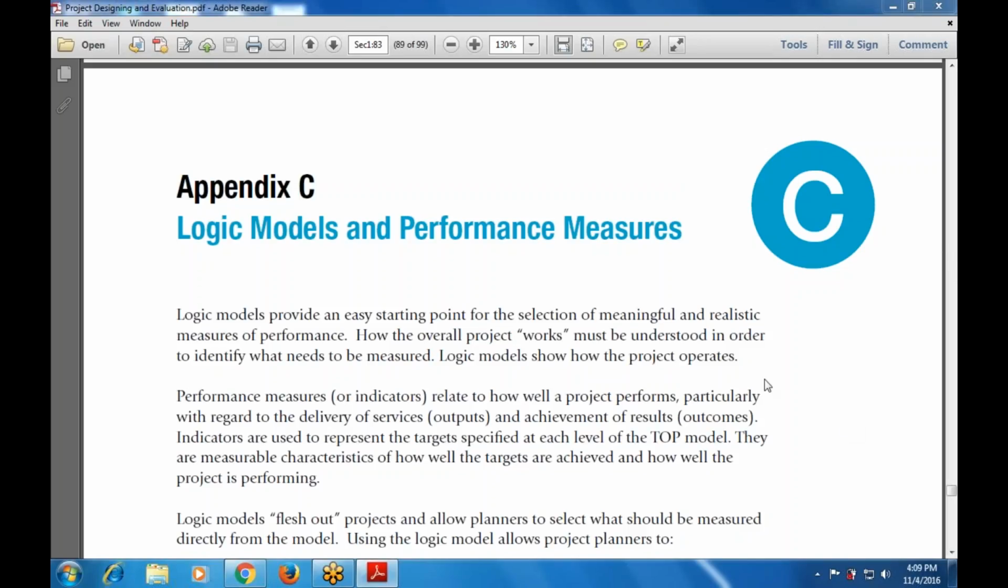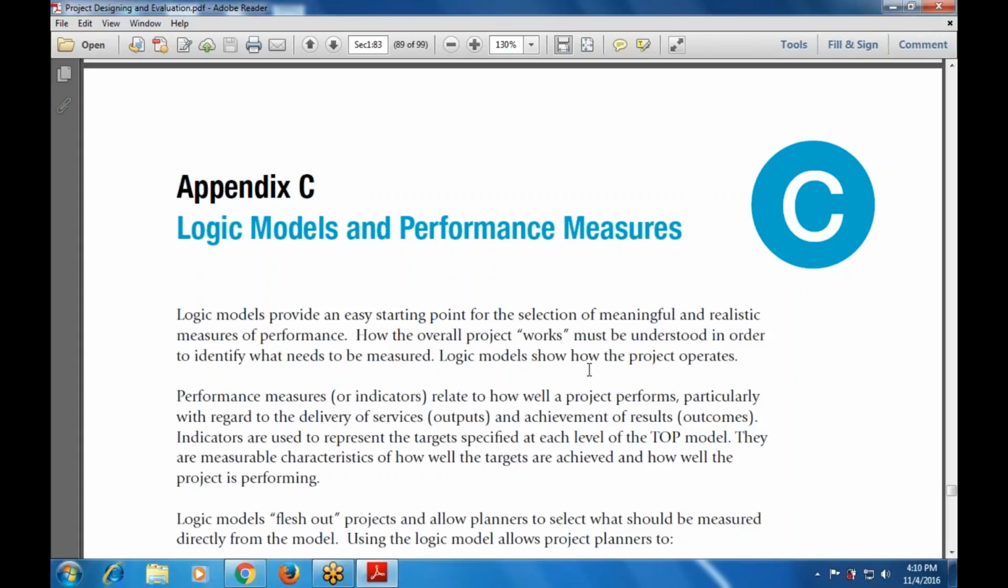That is how it works and how it performs, which we covered in Appendix C, the logic model and the performance measures. That is also a starting point for the selection of a meaningful and realistic measure of the performance, and how well it is using the data. The overall work must be understood in advance in order to identify what needs to be measured.